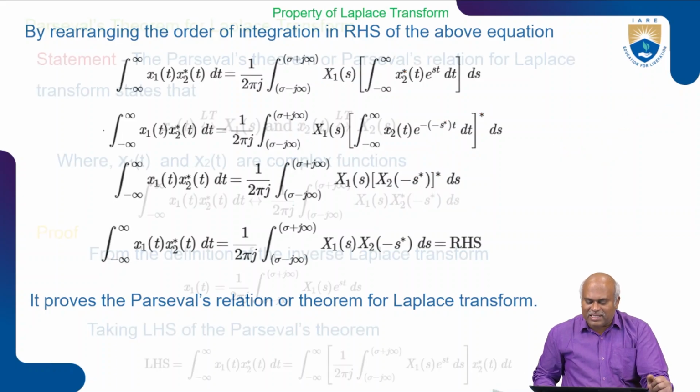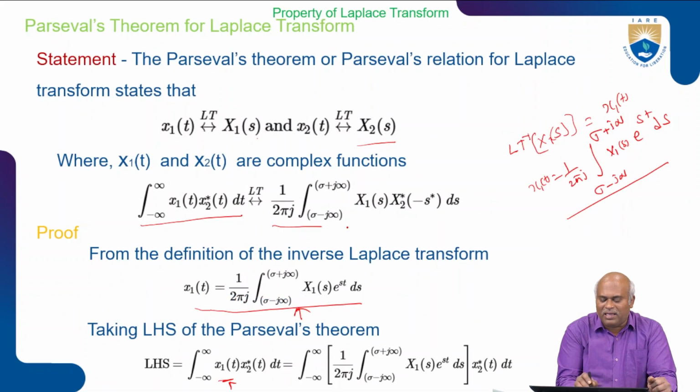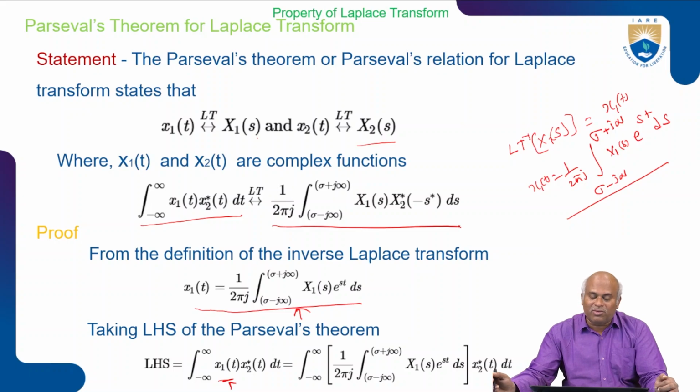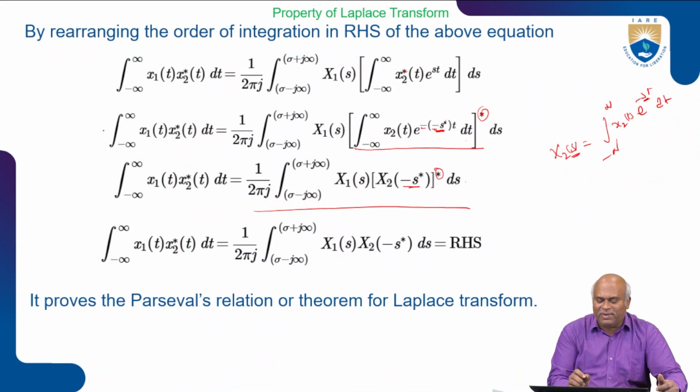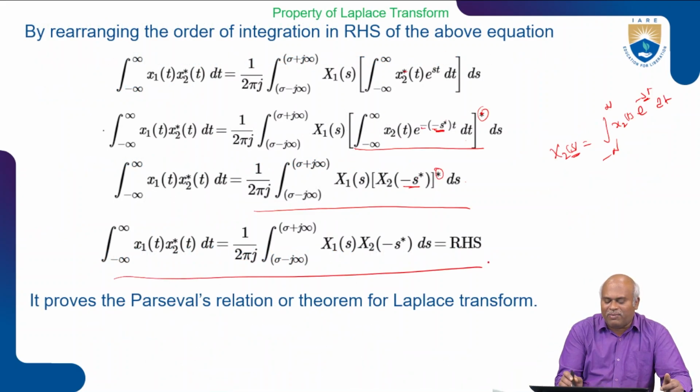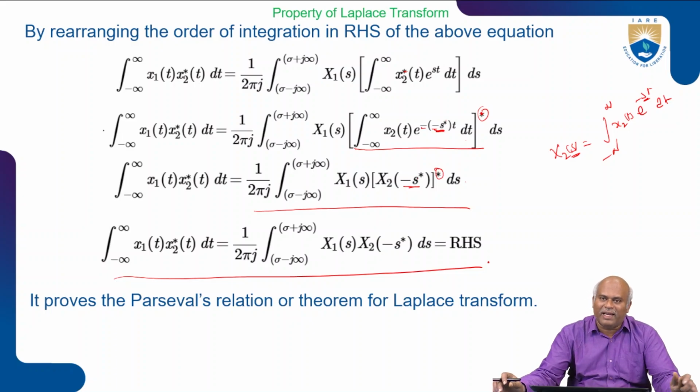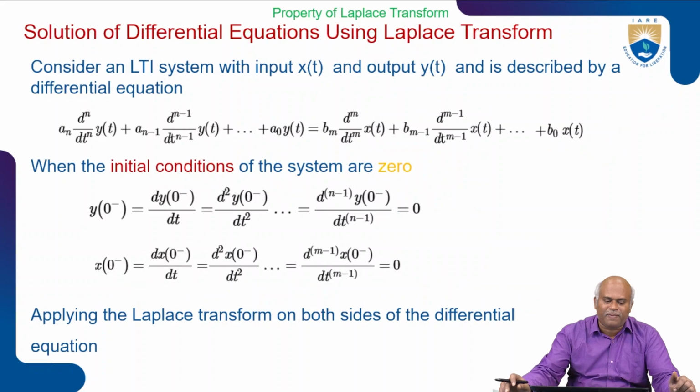So the Parseval relation statement is represented by the output, which is going to be represented by 1 by 2 pi j, the integration from sigma minus j infinity to sigma plus j infinity of X1(s) X2*(minus s*) ds, same as what we received. Then our Parseval relation, or Parseval identity, is proved in the Laplace transform.